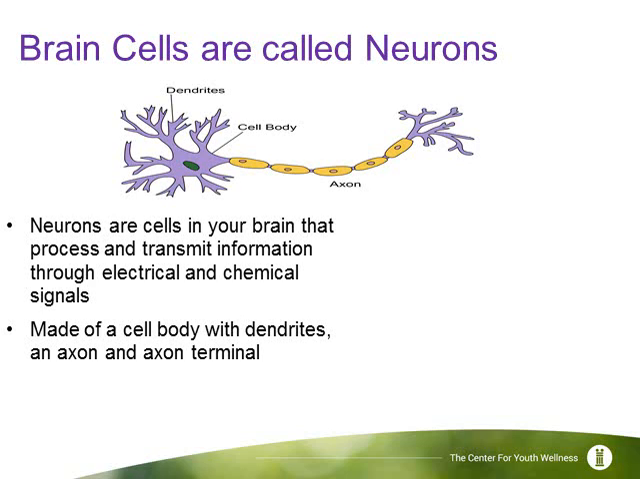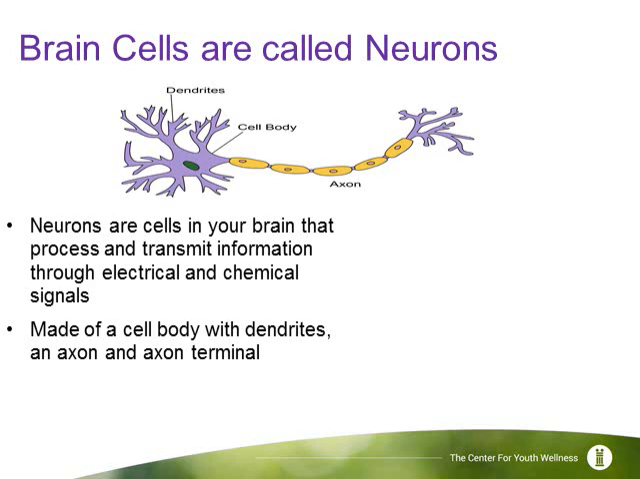The building blocks of the brain cells are called neurons. Each neuron is composed of three main parts: the cell body, axon, and dendrites. The cell body, which is the main portion of the cell, provides energy for the cell. This part of the cell is critical. If the cell body dies, the entire neuron dies.